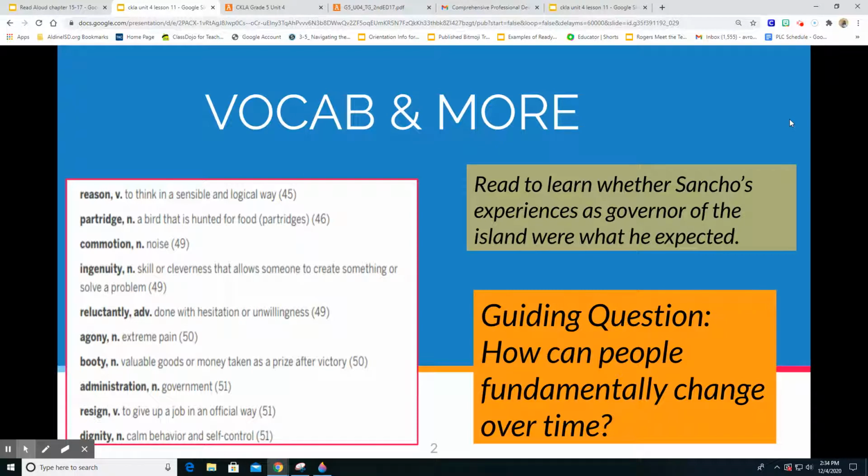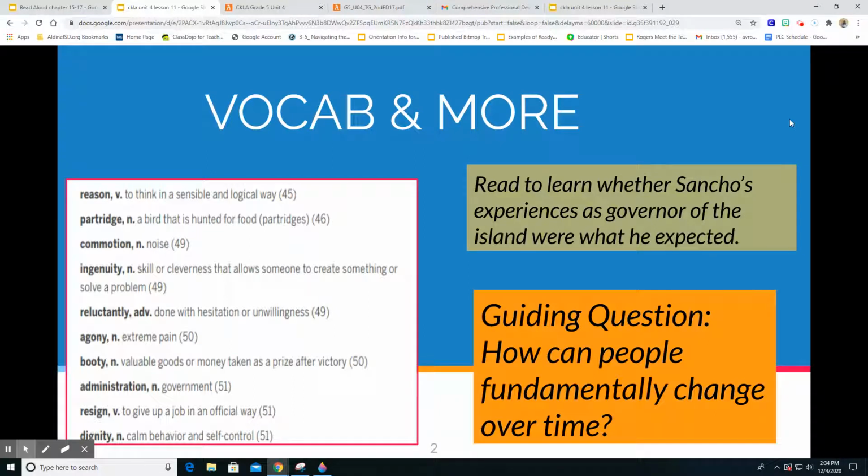Throughout this lesson, you guys, we're going to learn whether Sancho's experience as a governor is what he expected. So you know that his reason and purpose for following and being friends with Don Quixote, and allowing himself to be his squire, is because Don Quixote promised to give him this island, right, you guys? So let's see if it's really what he expected.